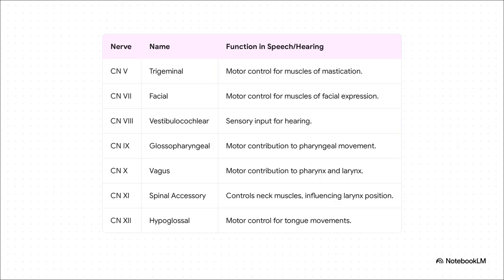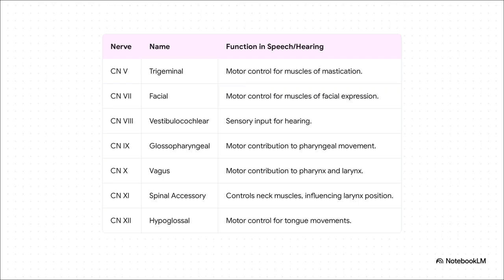Now, because talking is a voluntary action, it's all part of the pyramidal system, and it needs a whole team of cranial nerves to work. Let's run through them. First, you've got cranial nerve V, the trigeminal, which controls your chewing muscles. Then CN7, the facial nerve, handles your facial expressions. CN8, the vestibulocochlear nerve, is pure sensory. It brings in all the sound information.